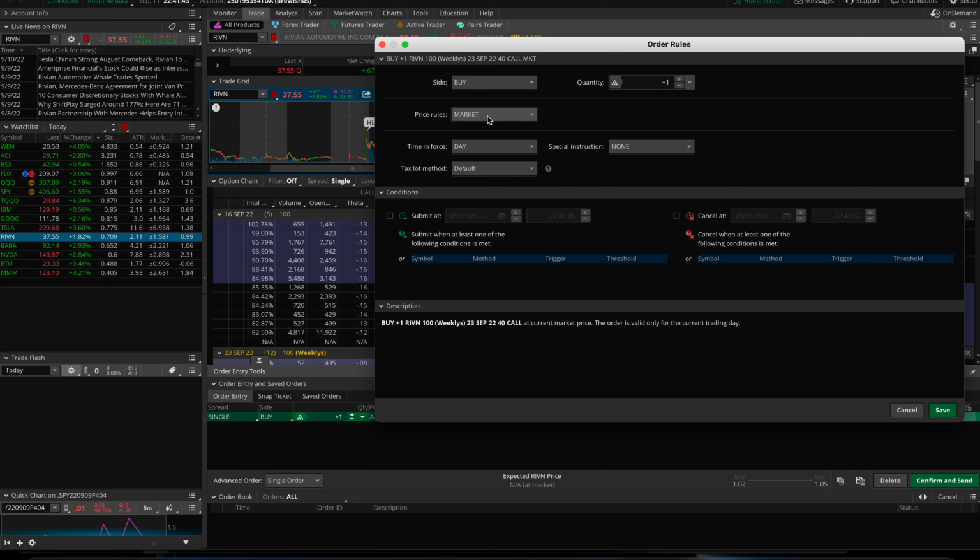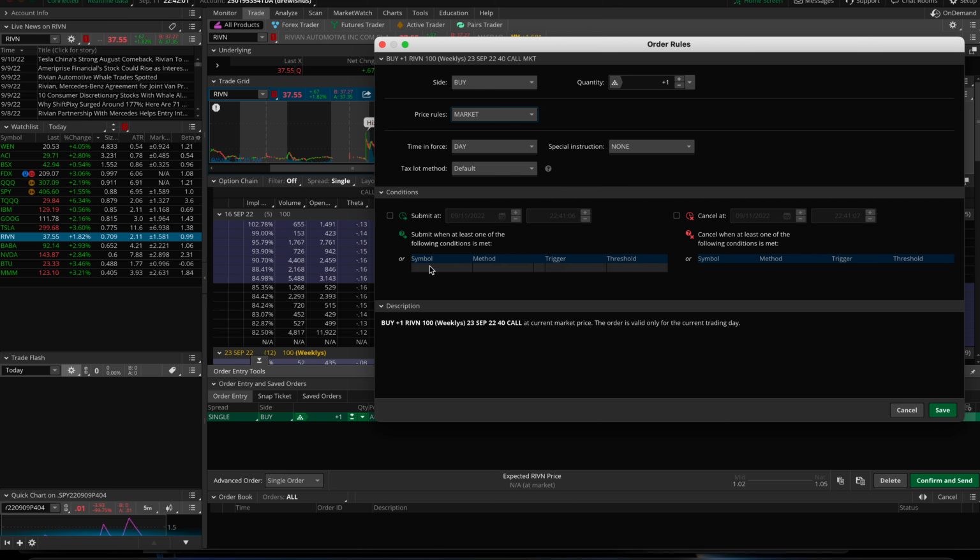Market is kind of the easiest way to make sure that, if you are convinced that your trade is going to work, you know that you want to take those $40 calls. Go ahead and set this to market. And you can say, I'm only going to keep this for today, and the rest of this stuff you really don't need to worry about.